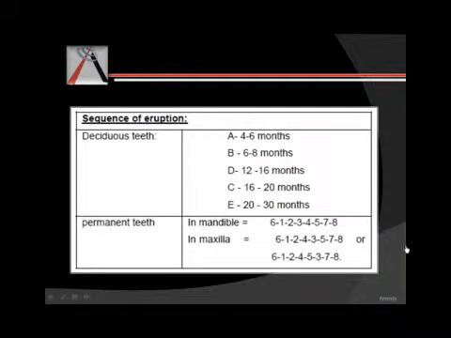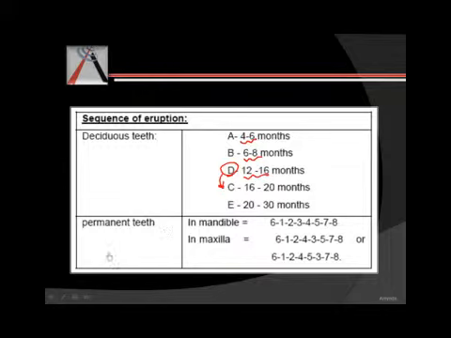Then the sequence of eruption. Most of the things in dental anatomy are memory based, but they're not so difficult to remember. So in deciduous teeth, a very simple sequence: it's A, B, D, C, E. Only D comes before C. The rest of the sequence is the same. And you have to remember the ages of eruption.